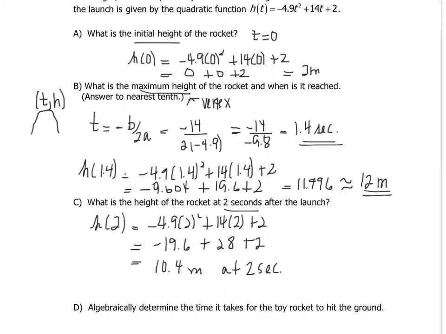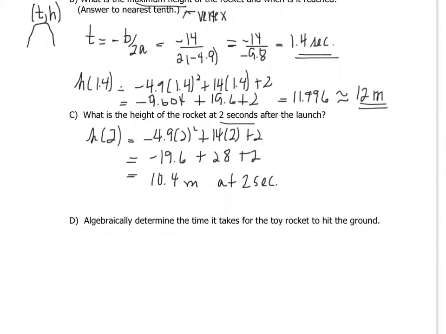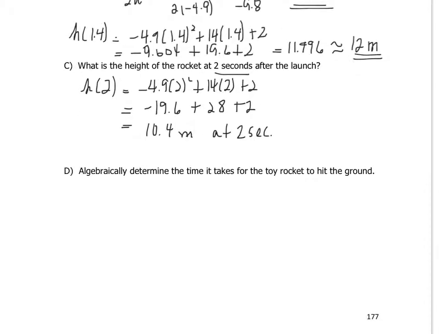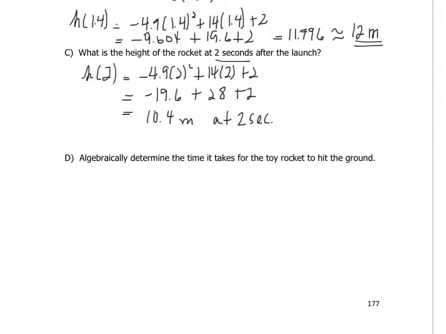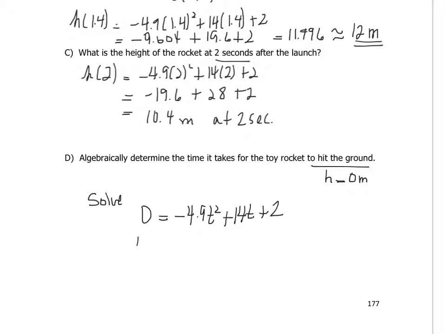And the last question: algebraically determine the time it takes for the toy rocket to hit the ground. Well, that there you'd have to interpret. To hit the ground would mean the height would be 0 meters. So you'd be solving 0 for the height equals negative 4.9t squared plus 14t plus 2. I wouldn't want to factor that, so I'm going to go right to the quadratic formula.